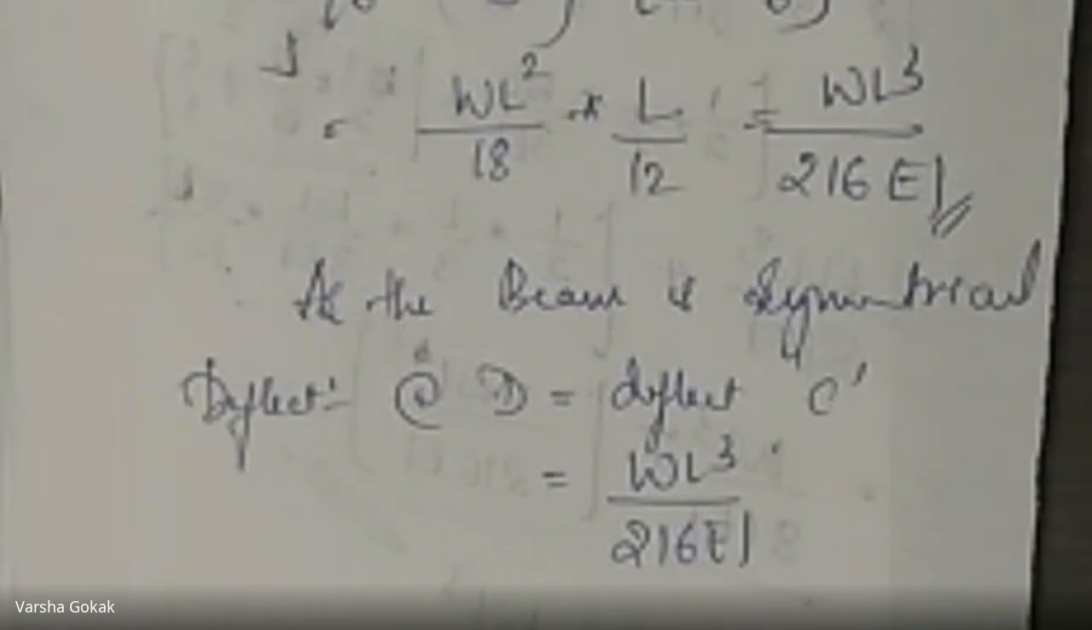Clear? Any doubt? So shall we take a numerical now? This was all in terms of W and also not that very user friendly. We'll take up a numerical, you will feel comfortable, right?